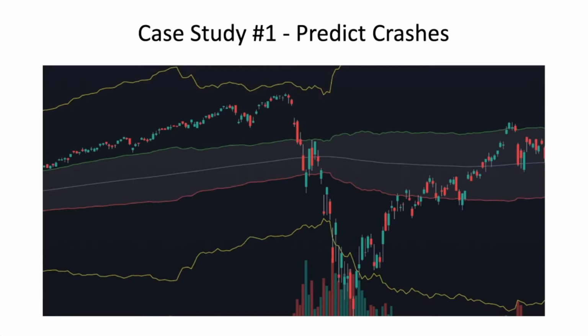So again, case study number 1, how to predict crashes. As we covered in the TDBS system, we're looking for trend, we're looking to dip buy. If that doesn't work, we're looking for a breakout, and if that doesn't work, we have a stop loss set. That is our TDBS system, and we're going to apply it here.